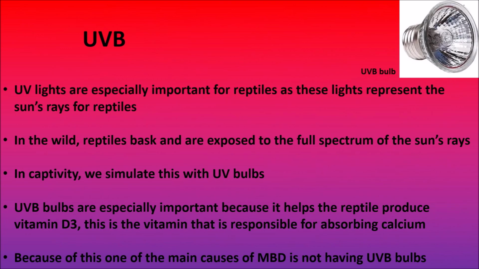Next, we have UVB, and UV lights are especially important for reptiles, as these lights represent the sun's rays for reptiles. In the wild, reptiles bask and are exposed to the full spectrum of the sun's rays. In captivity, we simulate this with UV bulbs. UVB bulbs are especially important because they help the reptile produce vitamin D3. This is the vitamin that is responsible for absorbing calcium. Because of this, one of the main causes of MBD is not having UVB bulbs.